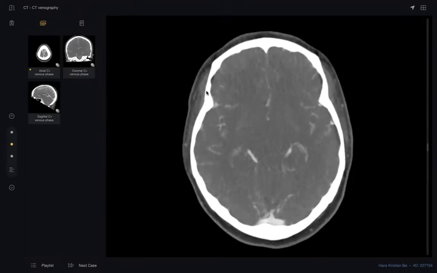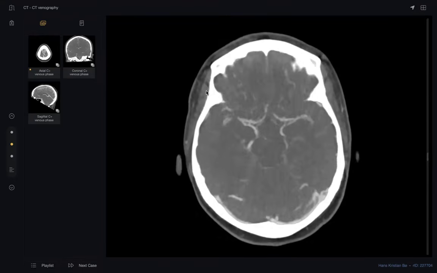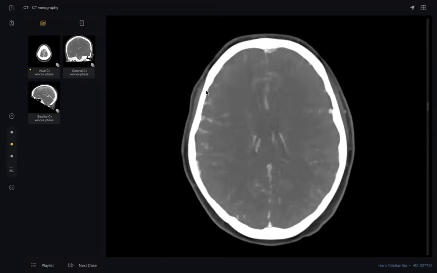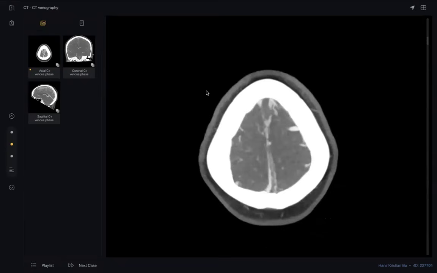So what is your next step? My next step, I will urgently pick up my phone and communicate with the emergency department or the referral doctor, and I will convey my findings urgently, and then urgent referral to the neurosurgical and vascular team for anticoagulant and possibility of mechanical thrombectomy.